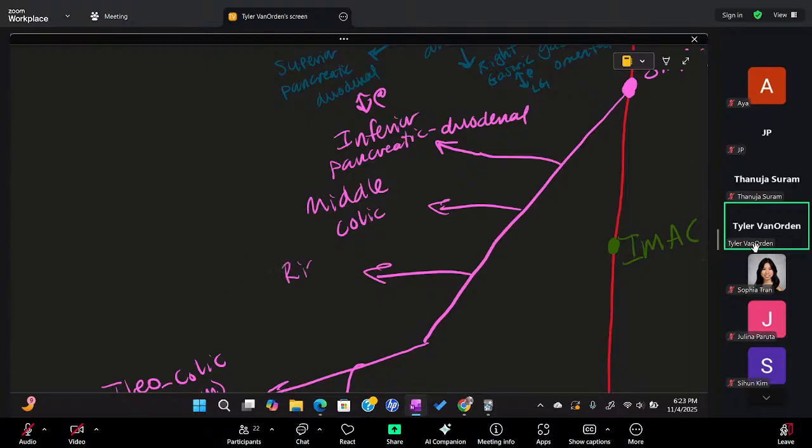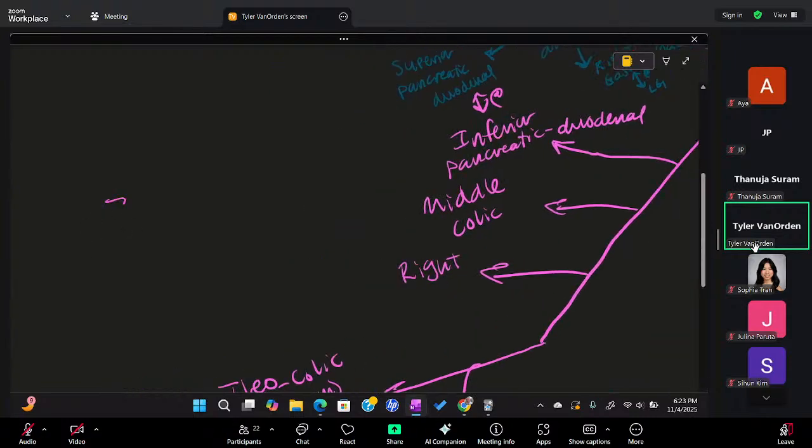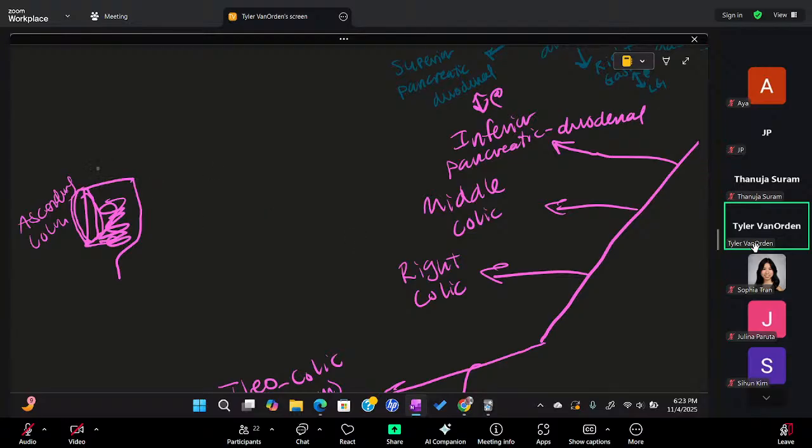So on the right side, maybe you guys remember this from undergrad, you have your intestines here, and then it comes into the cecum, and then you have the ascending colon, transverse colon, and then you have descending, sigmoid, and then the rectum. Okay, so the right colic is going to the right side of the colon, so guess what it's supplying? The ascending colon. Okay, so that's the right colic. The middle colic is going to the part of the colon that's in the middle. That's the transverse colon.